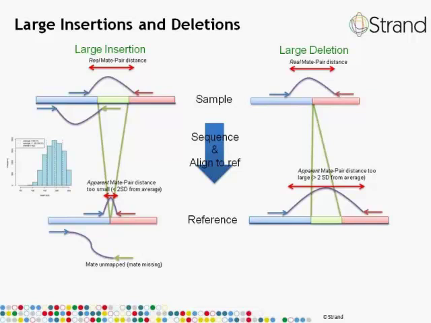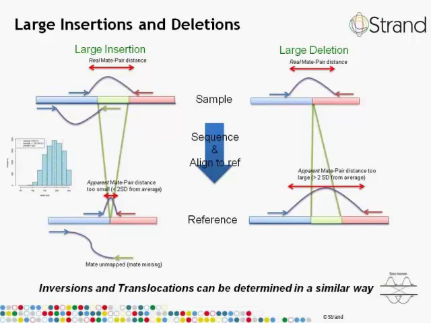For large insertions, it's possible that one of the mates does not map to the reference genome at all, in the case of a completely novel insertion sequence, or is in a completely different part of the genome. This can also be used to detect such structural variations. In a similar manner, one can detect inversions, translocations, and such changes.